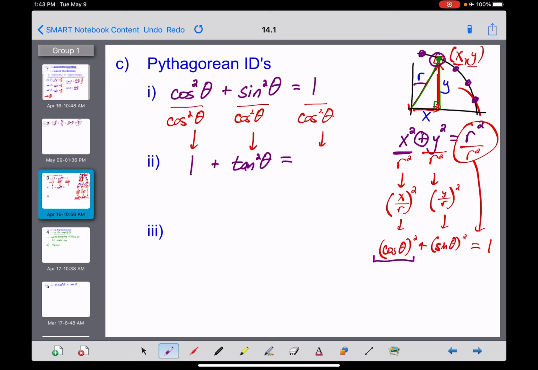And now on the right side, 1 over cosine, that's the definition of secant. So this right side becomes secant squared of theta. And there is your second Pythagorean trigonometric identity.